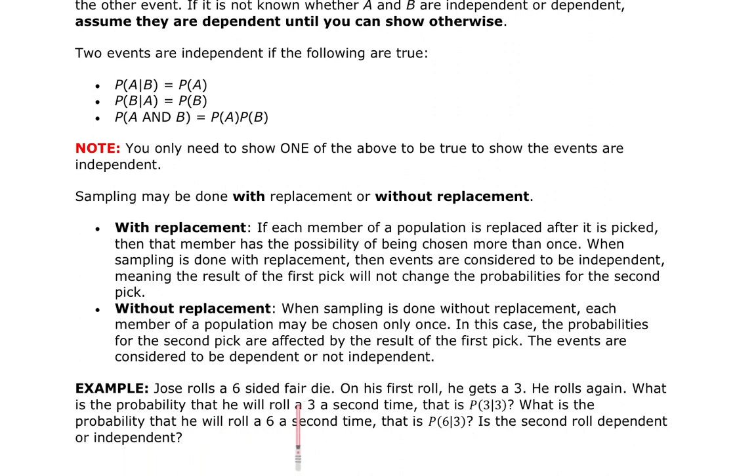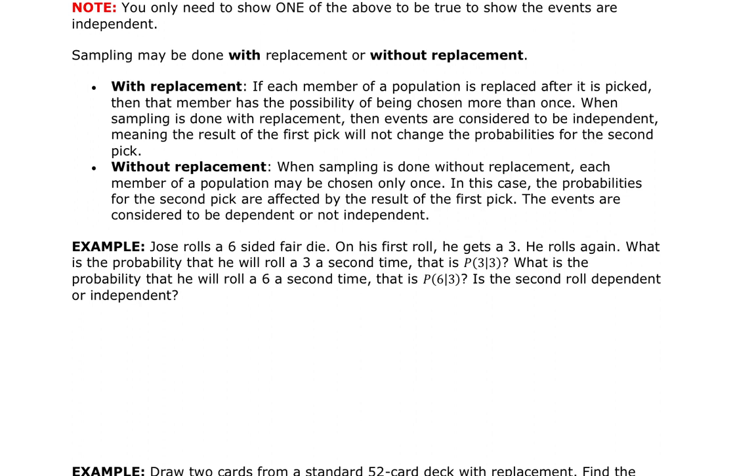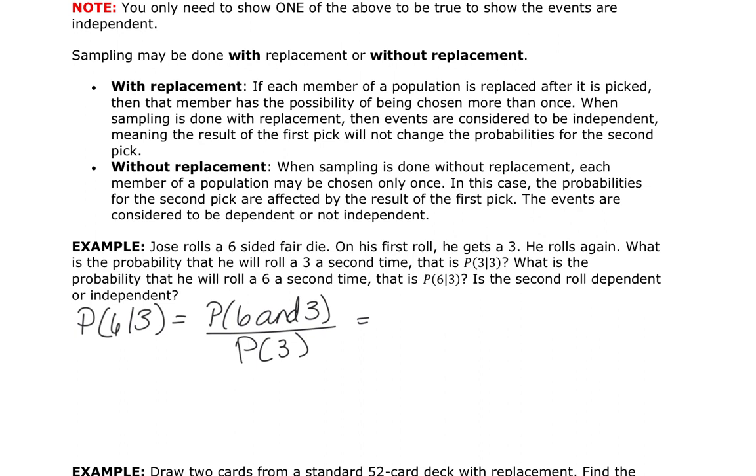Now, without doing any work, we know that rolling a die once and then re-rolling it again is not going to affect the outcome on the second roll. So without doing any work, we know that these are independent. So what do we do for the actual math part? Well, the probability of 6 given 3, I'll do that one first, is the probability of 6 and 3 divided by the probability of 3 already happening. And we know the probability of rolling a 6 and a 3 with two separate rolls is 1 in 6 for rolling a 6 and 1 in 6 for rolling a 3.